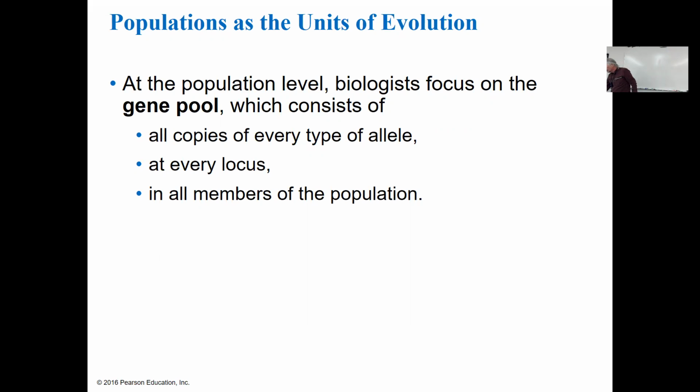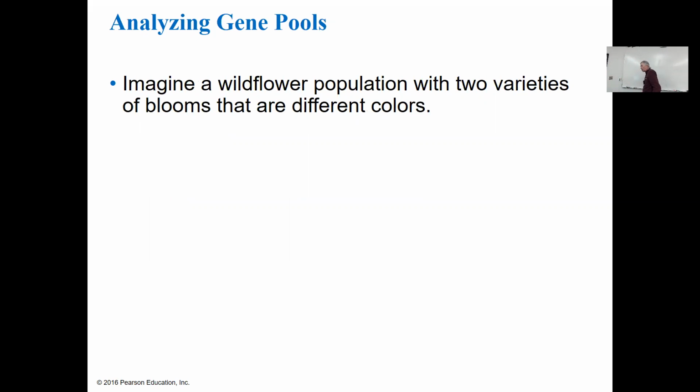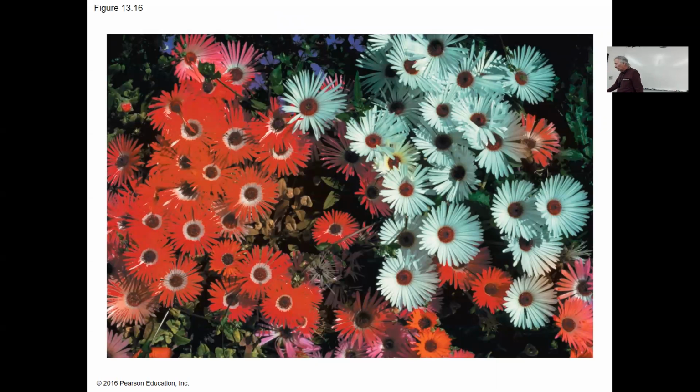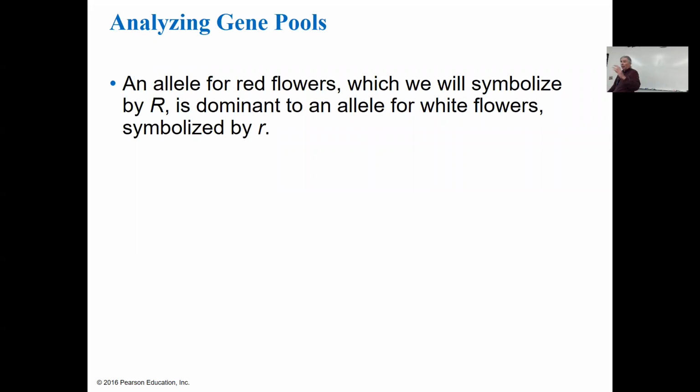It gets more complicated with non-Mendelian loci, but now we're just going to look at a Mendelian locus that only has two alleles, one completely dominant and one completely recessive. Okay, imagine a wildflower population with two varieties that have different colors. There they are, red and, well, it looks like there's some pink there, but let's just go with red and white. That would be incomplete dominance, and we're not looking at that now. The allele for red flowers, symbolized by big R, is dominant to the allele for white flowers, symbolized by small r. So we're familiar with this.